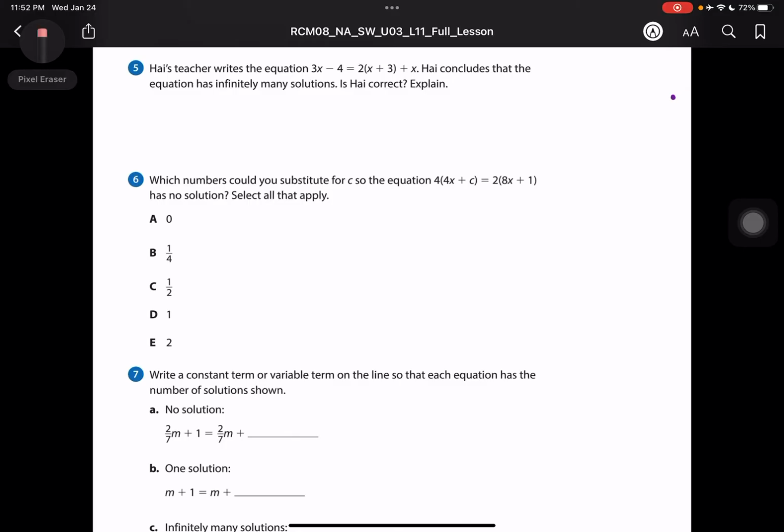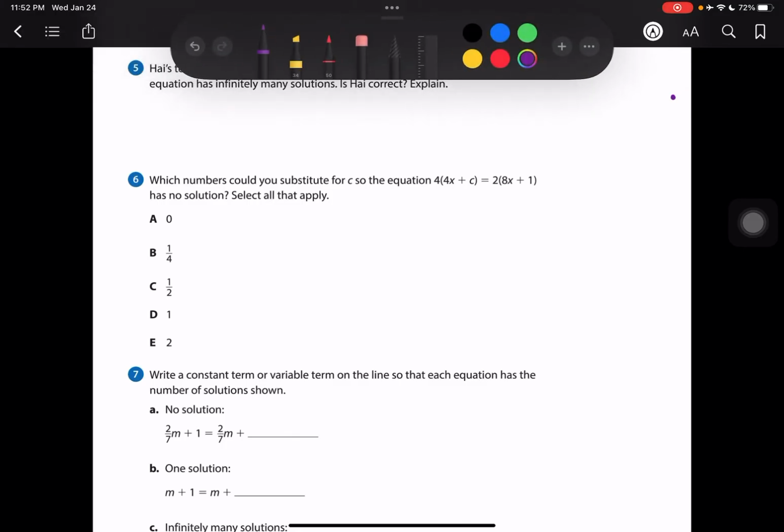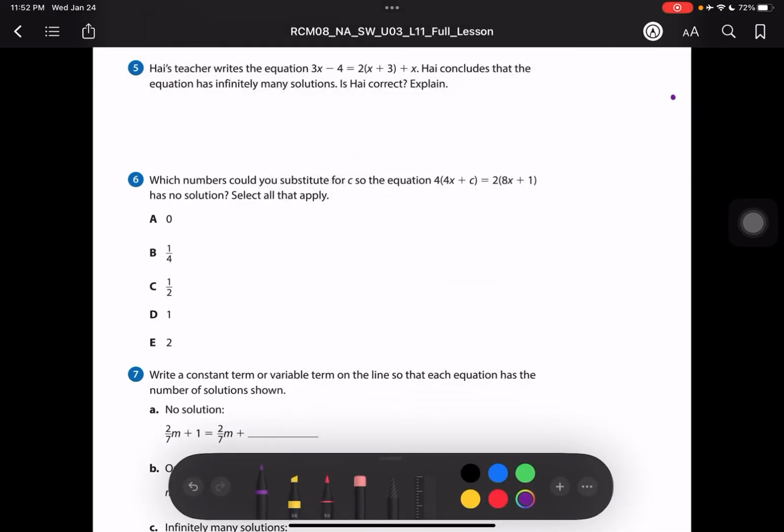So the first thing, since we see a 2 on the outside of parentheses, we're going to go ahead and apply the distributive property here, which is 2 times x, and here, which is 2 times 3. All right, so we're going to work in order from left to right. So that's going to give us 3x minus 4 equals 2 times x, which is 2x, plus 2 times 3, which is 6, plus x.